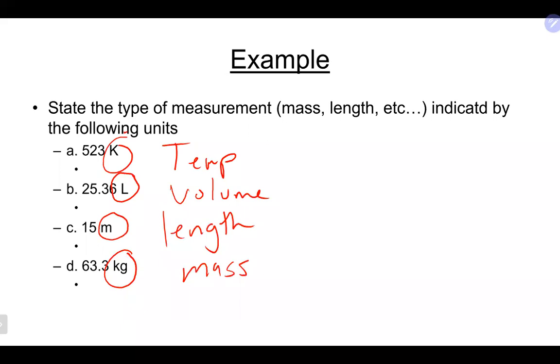And it happens a lot with people. So make sure you understand that if I have 50 kilograms, you understand that you're talking about a mass, not a volume or a length or temperature or anything weird like that. All right.